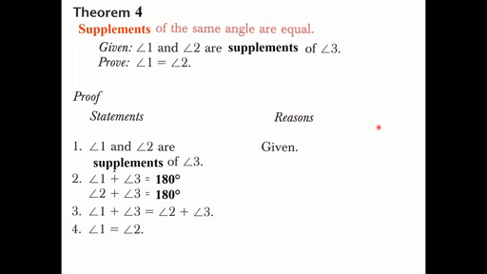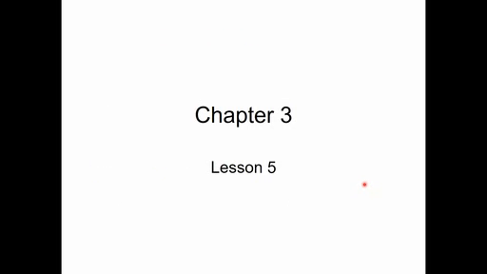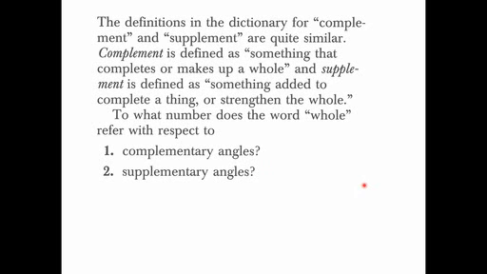So we had the given in the first step. We have the definition of supplementary, or in this case, we wrote it out: if two angles are supplementary, their sum is 180. Then we substituted. Step 2 is all we needed. And then we subtracted angle 3 from both sides. So there we go. A little short lesson today. We'll work our way through some of these questions.